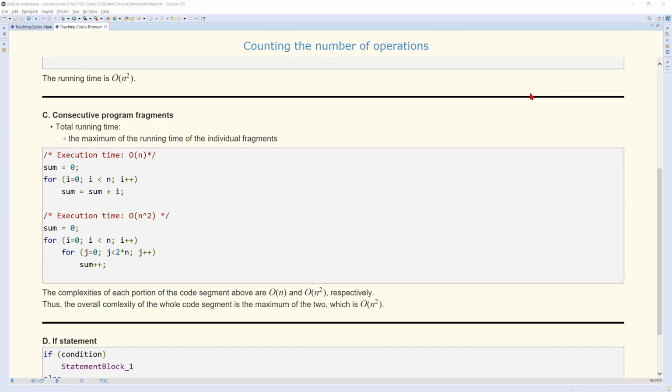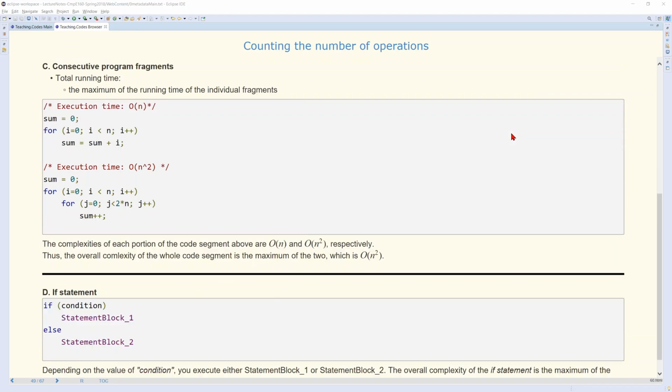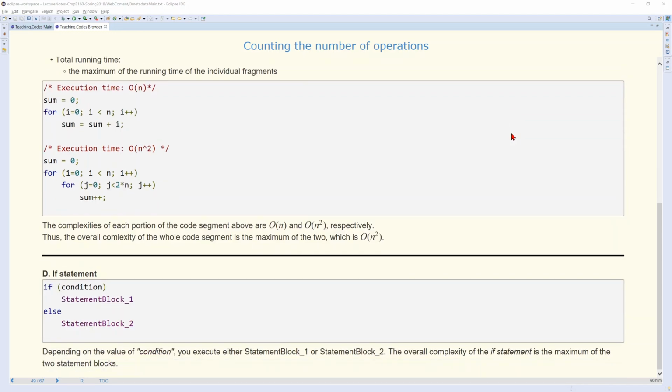If we look at the complexity of the overall code segment here in part C, the complexity would be the maximum of the two fragments. If you consider O(n) and O(n squared), we know O(n squared) is larger. Therefore, the complexity would be O(n squared) for the whole segment in part C.